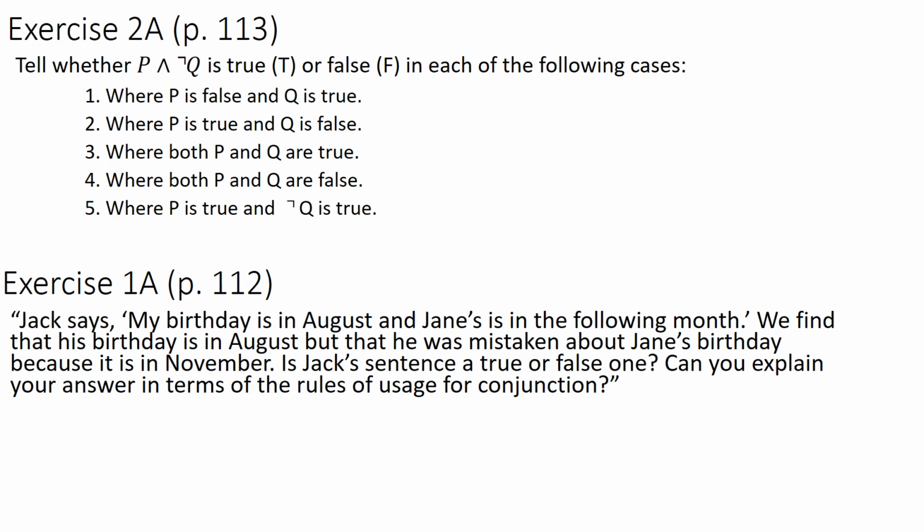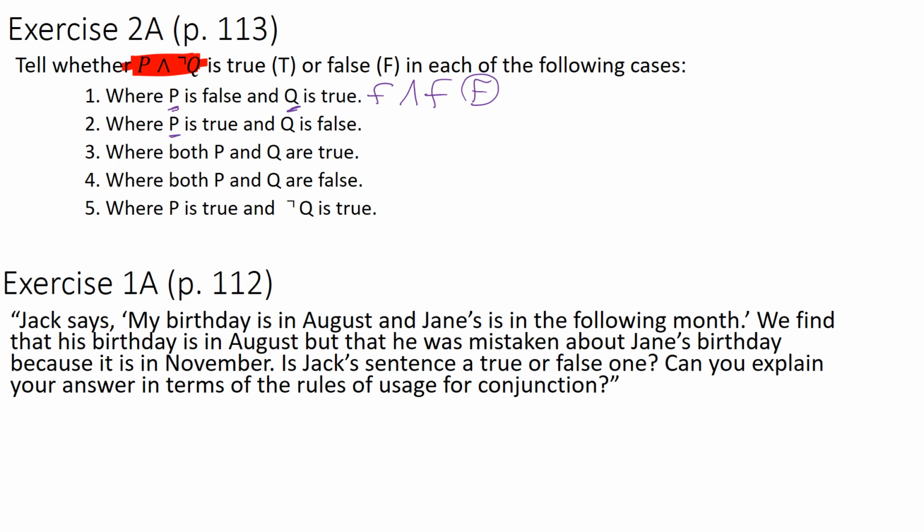Exercise 2A from page 113. Tell whether P and not Q is true or false in each of the following cases. Number 1 tells us that P is false and Q is true. And for a conjunction to be true, each of its conjuncts must be true. And notice that Q and not Q are definitely contradictories of each other. So P is false, and Q is true, so not Q must be false. So neither option is true, so the statement as a whole must be false.